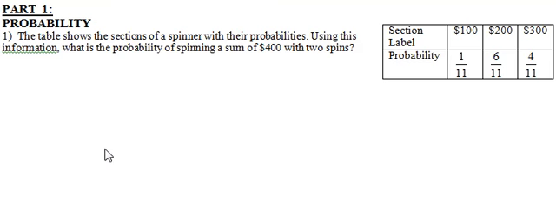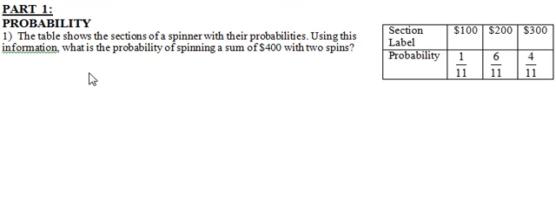Problem number 1, probability. It says the table shows the sections of a spinner with their probabilities. What this means is, if you could divide the spinner up into 11 different sections, one section is 100. 6 sections out of 11 are 200. 4 sections out of 11 is 300. That's basically what this means, what it's referring to.